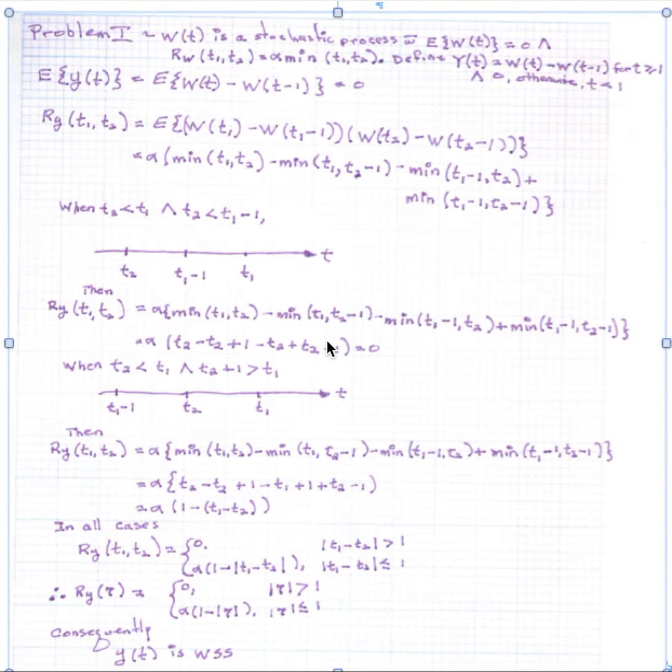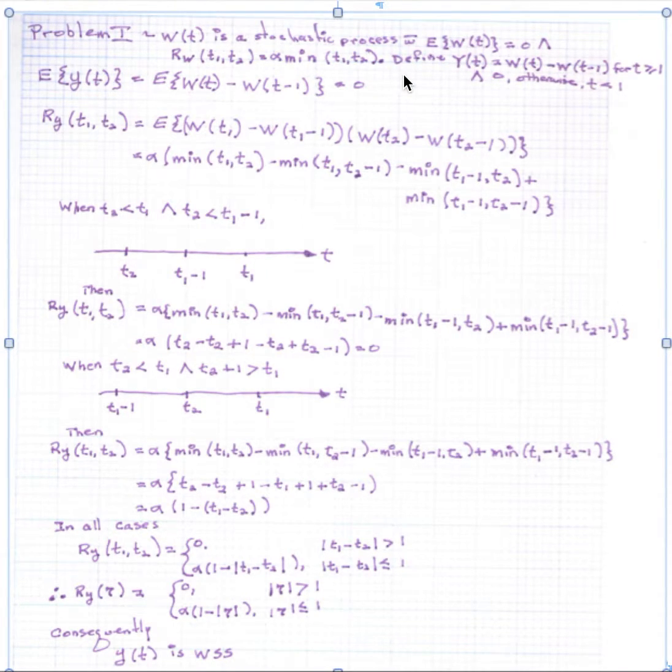This is homework assignment 9, problem 1, Nate's rendition. Problem 1 establishes W(t) as a stochastic process with an expected value of W(t) equal to 0 and a correlation R_W(T1, T2) equal to alpha min(T1, T2).